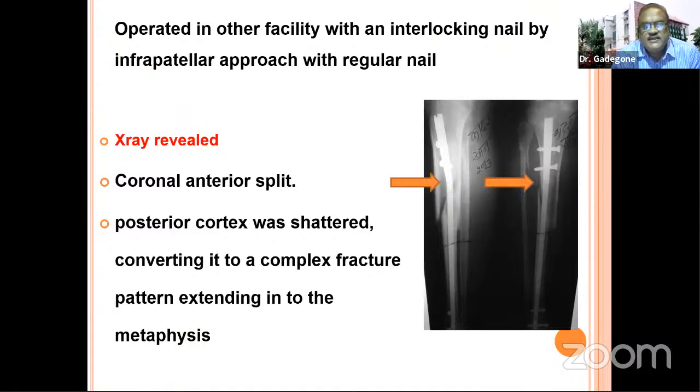Operated in another facility with an interlocking nail by an infrapatellar approach with a regular nail. X-ray revealed a coronal anterior split. The posterior cortex was shattered, converting into a complex fracture pattern extending into the metaphysis. You can see here it has gone. There is a coronal split and the screws are in the coronal split.